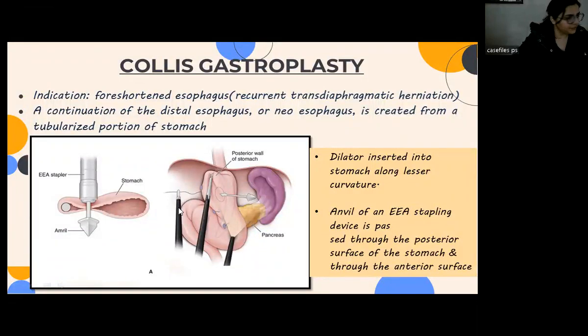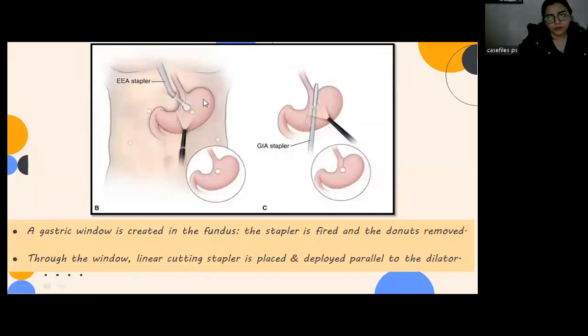Two approaches can be used for the same. Primarily, we insert a dilator into the stomach along the lesser curvature, as we can see in this cut section. Then the angle of the endoscopic esophageal stapling device is passed through the posterior surface of the stomach through the anterior surface. Here we can see that we have come from the posterior surface towards the anterior surface, creating this gastric window. Then we insert the stapler into this and fire it, and deploy it parallel to it, as we can see in the image.